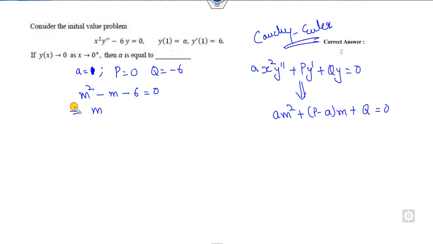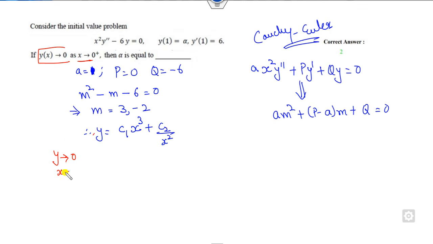What are the roots of this? They will be 3 and −2. So the solution, because it's a Cauchy-Euler equation, is of the form c1 x³ + c2 x^(−2). Now the first condition says that y goes to 0 as x approaches 0. The first part is fine, but the second part is undefined, so c2 must be 0. So if c2 is 0, then y = c1 x³.